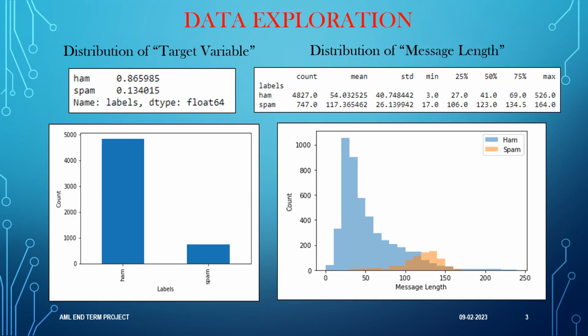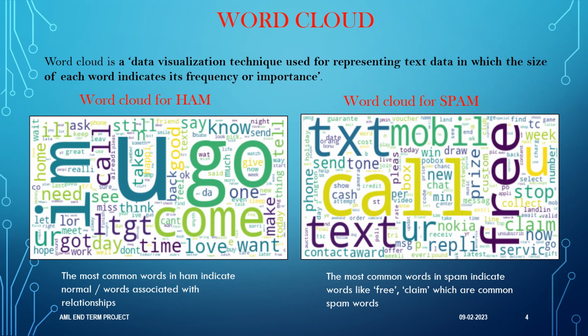The next step is data exploration, wherein we see the distribution of the target variable. We can see that there are more ham messages than spam messages. The next thing that we can see is the message length. Here by the results we can see that the message length of spam messages is more than that of ham messages. In the next step, we have created a word cloud.